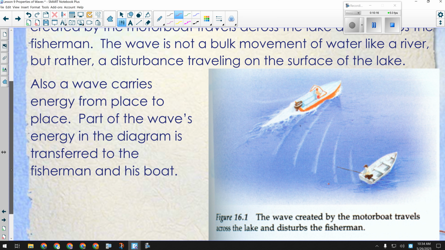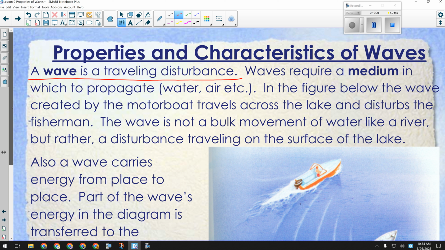And you wouldn't be able to hear anything if waves didn't carry energy, because it takes work to make your eardrum vibrate back and forth. So waves carry energy and can do work. All right, so that's something else to know. Waves obviously require a medium in which to propagate. Water, air, wood, concrete, they can all carry waves. And they carry energy from place to place.